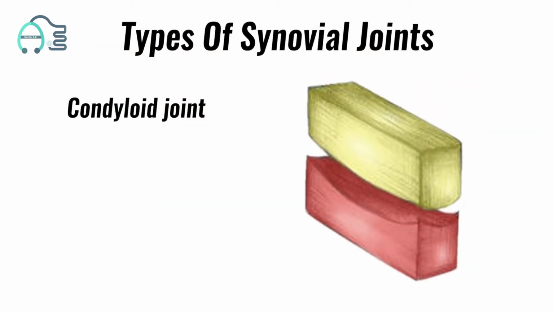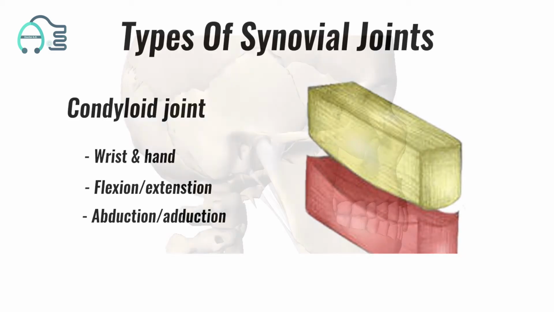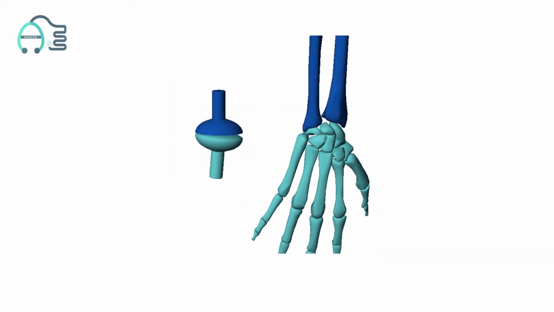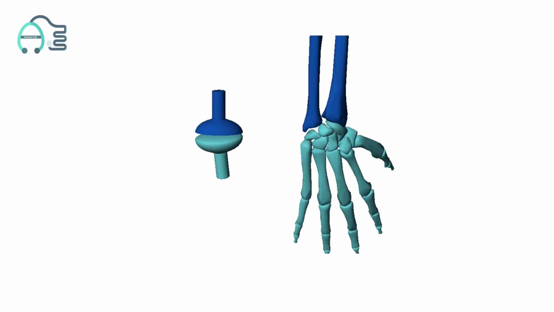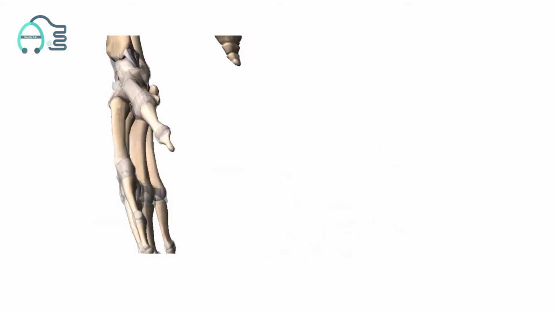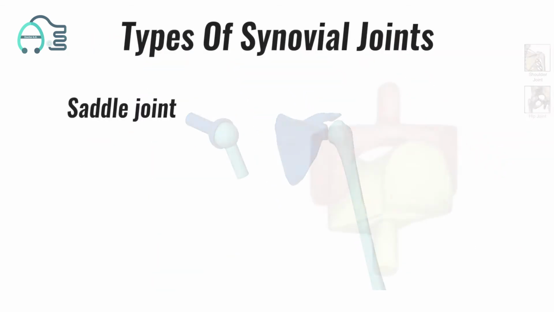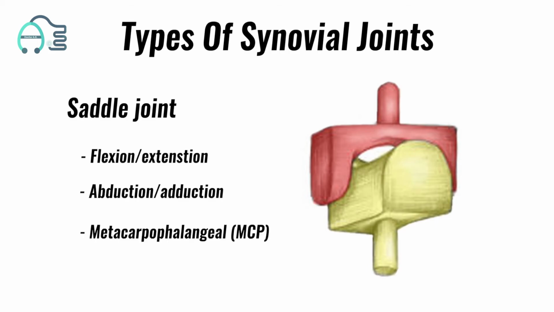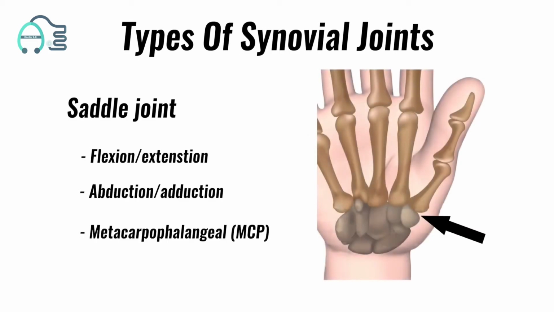Ellipsoidal, condyloid, joint. It is biaxial. It has one convex surface articulating with a concave surface. Flexion and extension and adduction and abduction. Examples: wrist joint and metacarpophalangeal joints. Saddle, or sellar, joint is biaxial. Both articular surfaces are concavo-convex. Examples: carpometacarpal joint of the thumb.